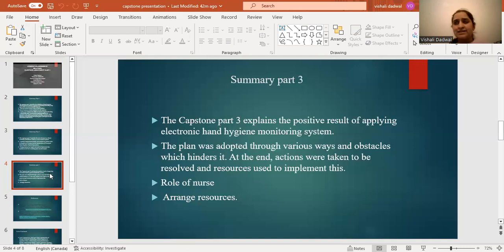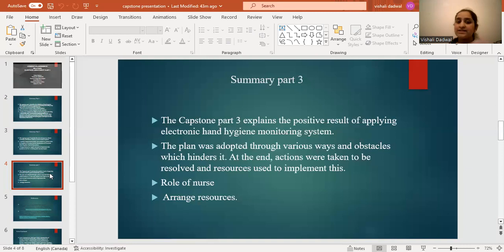Every staff member in the hospital wears a badge, and these electronic hand hygiene devices should be placed on the door of any hospital ward. If any staff member enters the room without proper hand hygiene, then a siren sounds very loudly, which is a sign that the staff member has not cleaned their hands properly, and also guides every staff member to clean their hands properly.